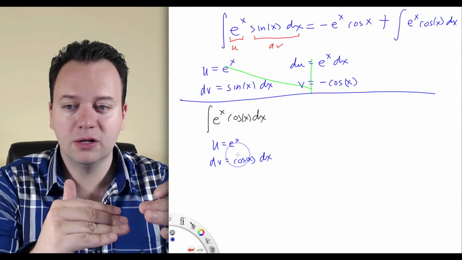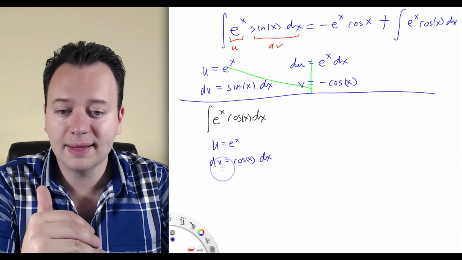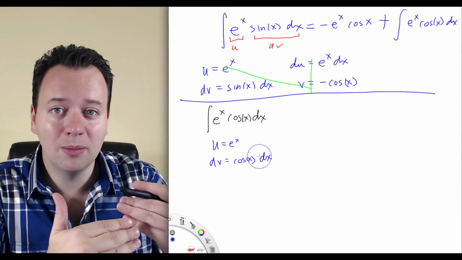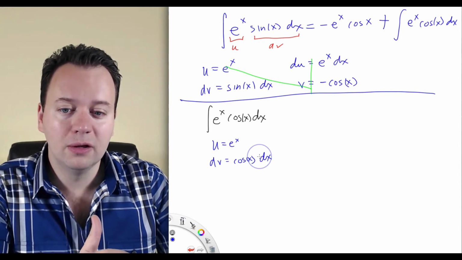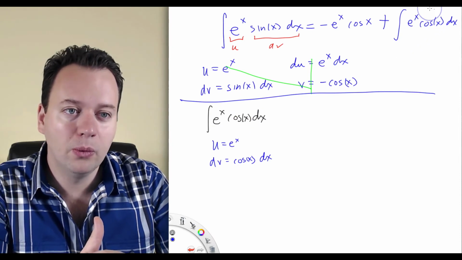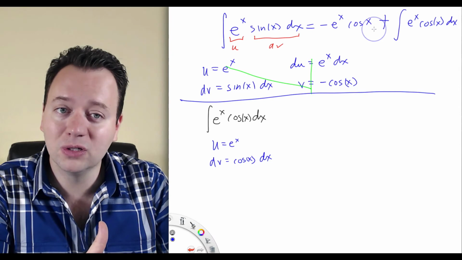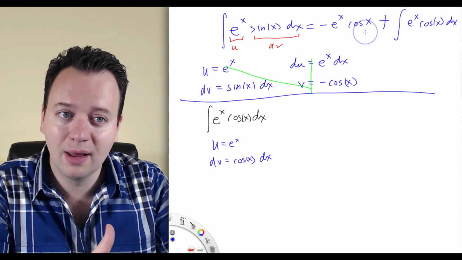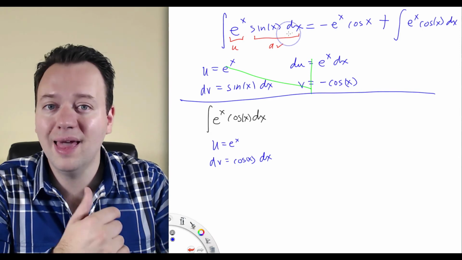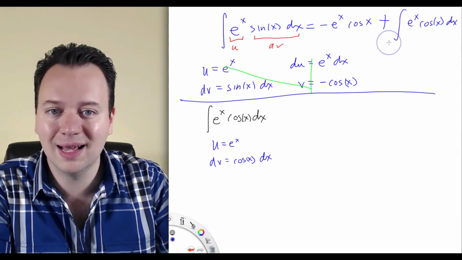So I mentioned I encourage you to switch them. Try u equal to cosine of x and dv equal to e to the x dx. What happens is when you switch them, you undo the step. So if I use u equal to cosine of x and dv equal to e to the x, what you get here is going to be e to the x cosine of x, which will cancel this one out, and then plus the integral of e to the x sine of x. So in the end, you just end up with the integral of e to the x sine of x is equal to the integral of e to the x sine of x.